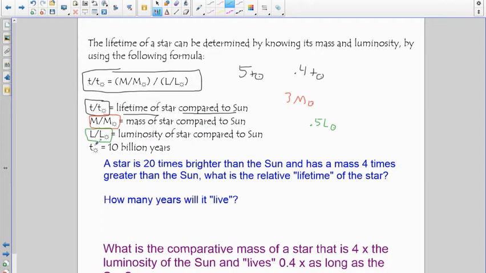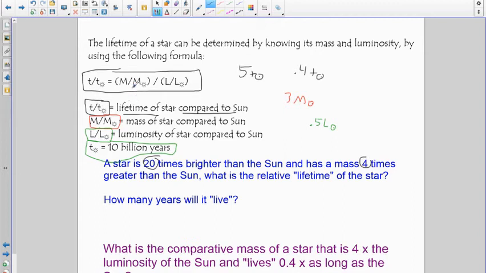Okay. And then this statement here, that the sun lives for about 10 billion years. So that's what that T solar equals 10 billion years. So if I'm going to apply this formula for this question here, a star is 20 times brighter than the sun, and it has a mass 4 times greater than the sun. So really all I'm going to look at is this 20 and this 4. And that's what I'm going to plug into this formula right here.